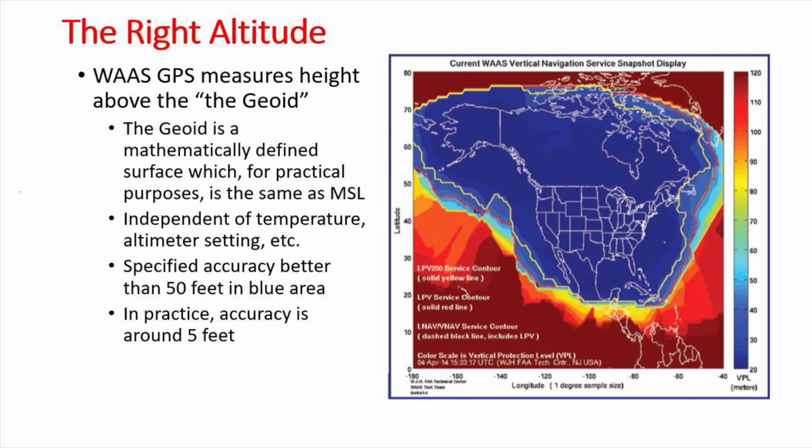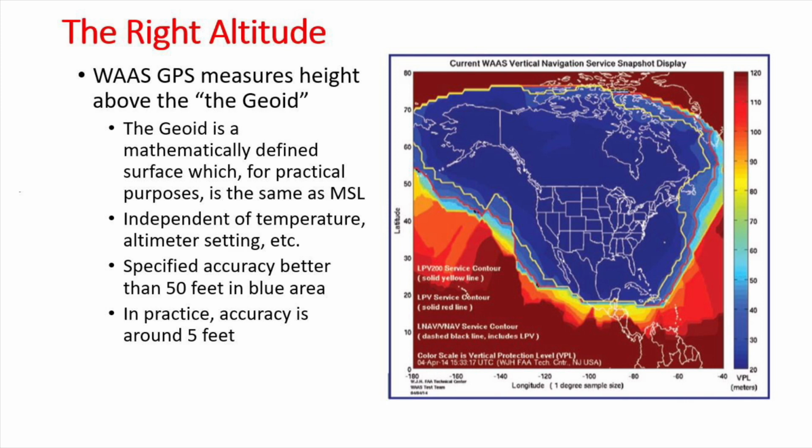WAAS navigators display height as GSL. According to the FAA, GSL stands for Geometric Altitude Relative to Mean Sea Level. In fact, GSL is your height above the geoid. The geoid is an irregular, mathematically defined surface that is so close to mean sea level that the difference is negligible. So, for practical purposes, GSL is your height above mean sea level.